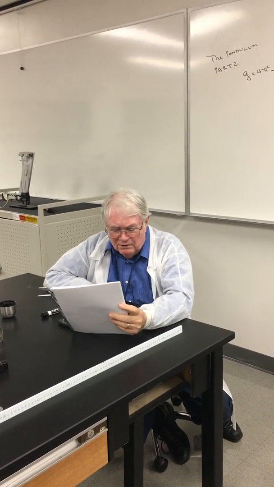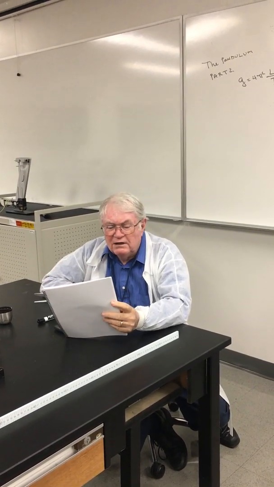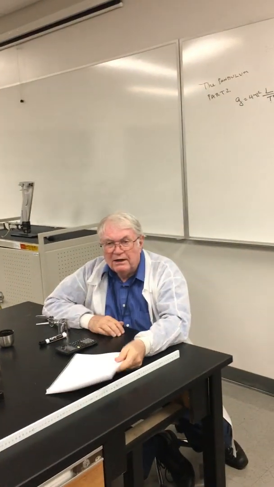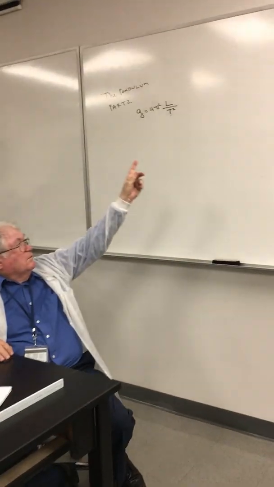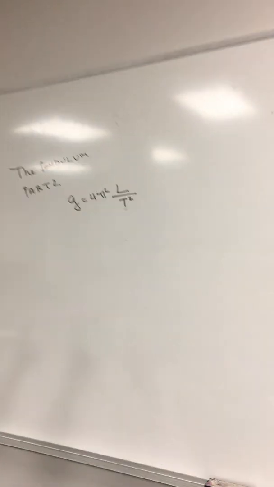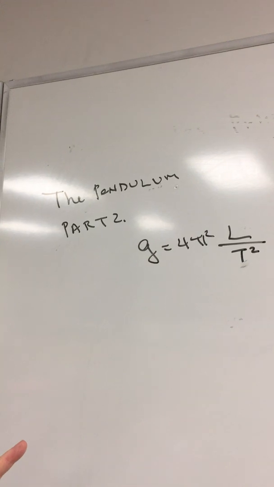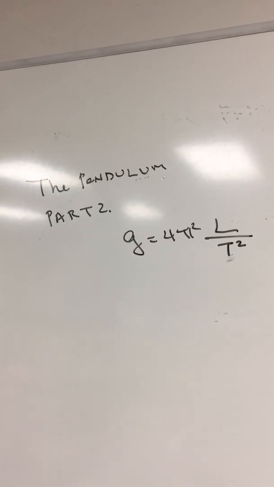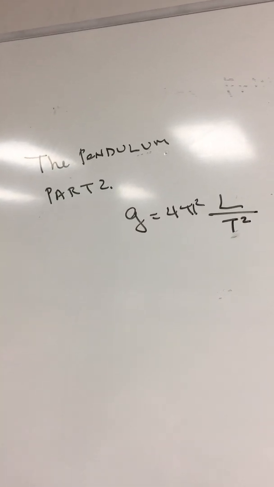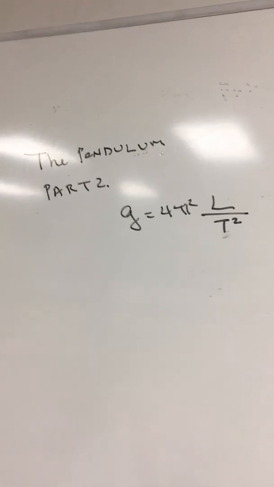And so this is on page 23, part 2, measurement of g using a simple pendulum. The period of a simple pendulum is given by, and I have the equation right up here on the blackboard. G is equal to 4 pi squared, the length of the pendulum divided by the time squared. And we're just going to use the same apparatus that we used before, so nothing new with this.